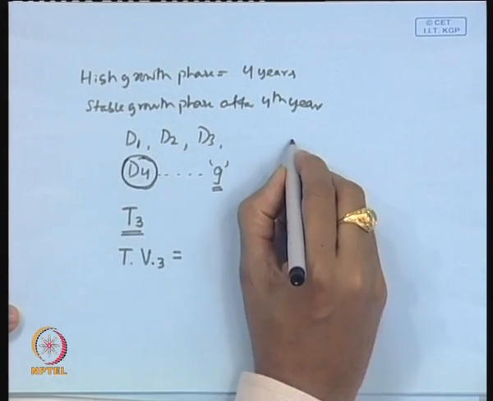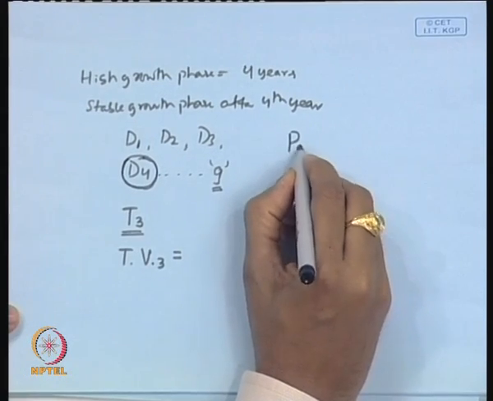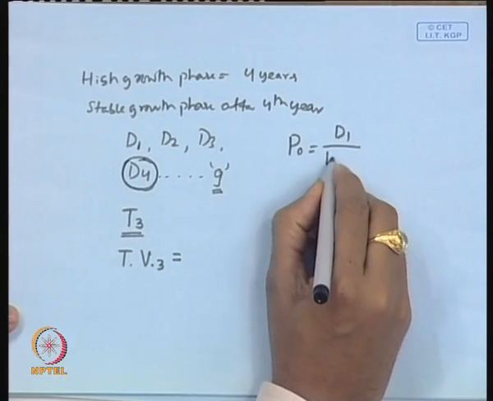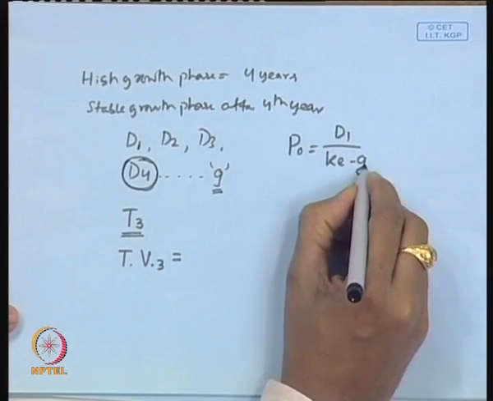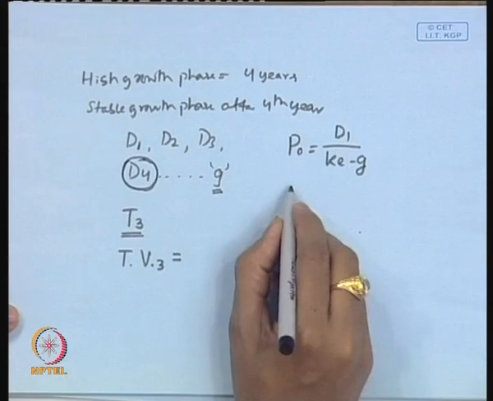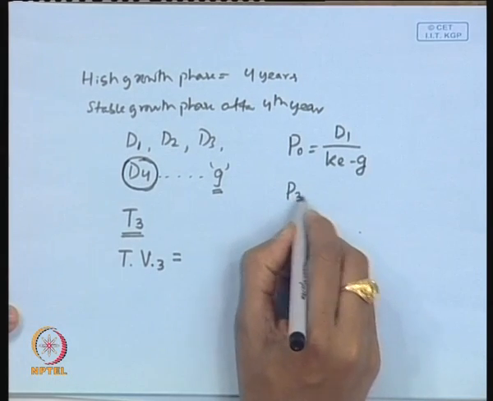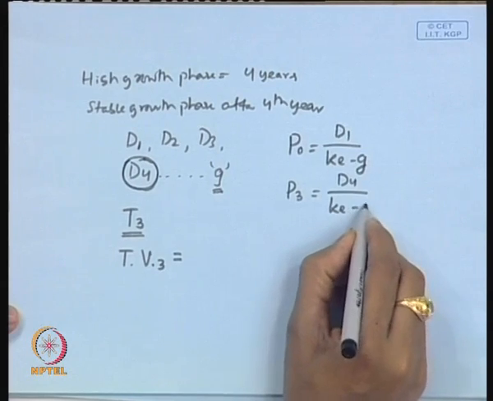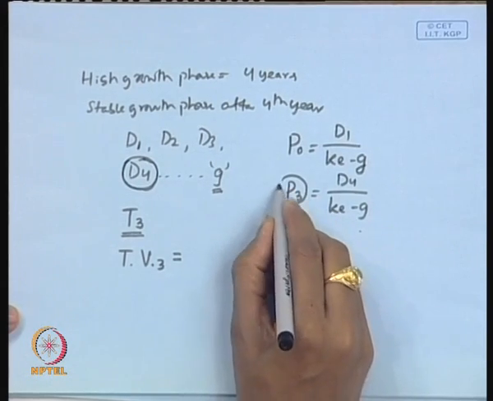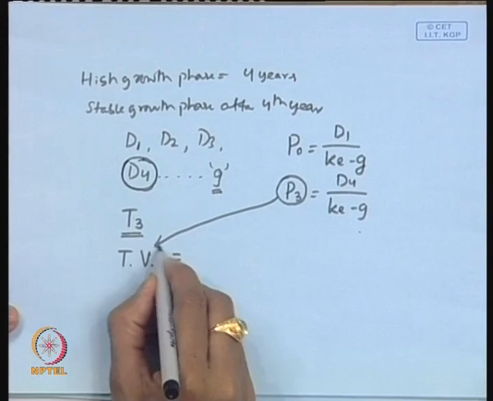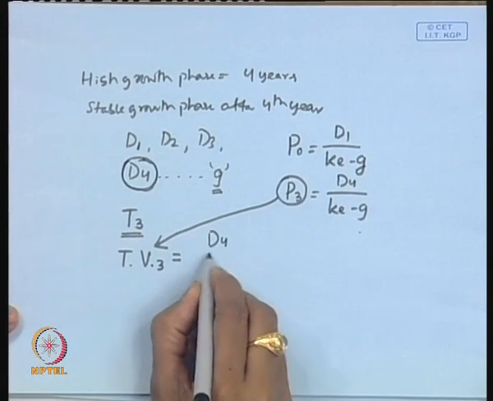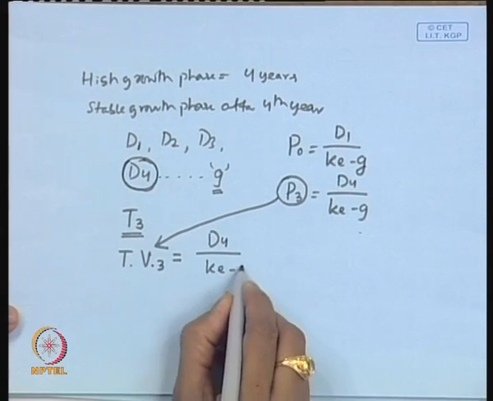So, the fundamental approach is like this: P0 is equal to, in the constant growth, nothing but D1 by Ke minus G. So, in that case, if it is going to be P3, then it becomes D4 by Ke minus G. This P3 is also known as the terminal value. So, the terminal value is now D4 divided by Ke minus G.